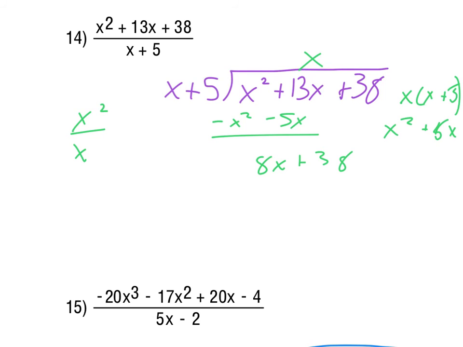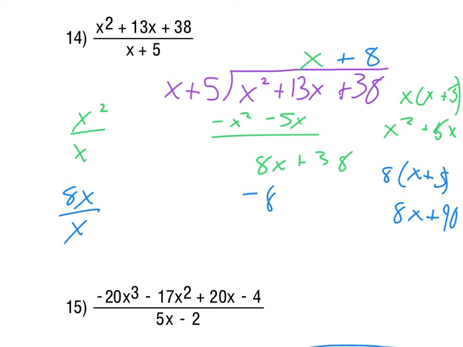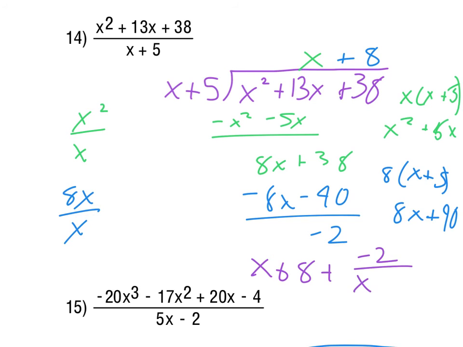So I continue with my process, divide 8x by x. This will be my last time through. For a remainder, we get 8x plus 40 here. Again, that's what we're subtracting, so subtract the 8x, subtract the 40. So you get a negative 2 for the remainder. And the way that we write that out is it's x plus 8 plus the remainder of negative 2 over the divisor x plus 5.